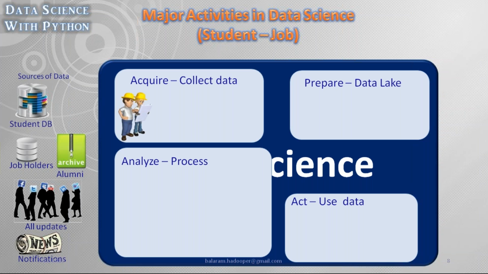So the data scientists have to collect the information and look for the required data. What is that? That is the required skills. The required skills are available in notifications and databases: old student database, new student database, job holder database, and all these have to be collected. And current updates, everything which is required only has to be collected.